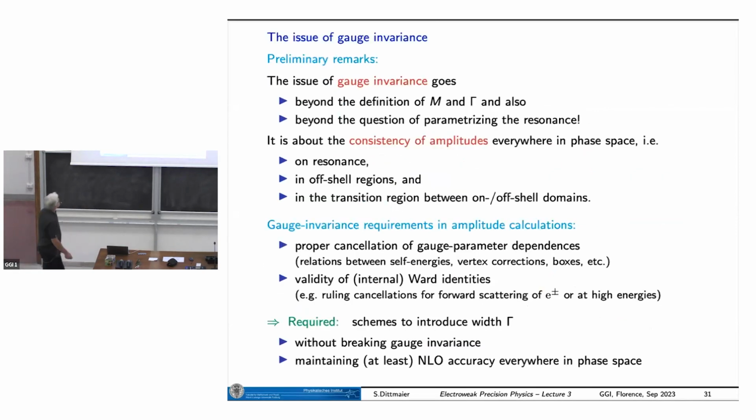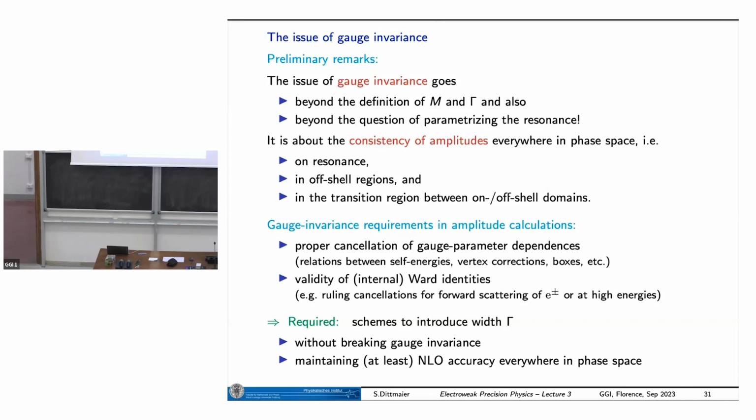So this was all just about the definition of a mass and a width of an unstable particle. The next question is, how do I use this when I want to describe a full scattering process? Is it enough just to worry about my renormalization scheme? The answer is actually no. There is more to respect. In particular, gauge invariance is some kind of issue here.